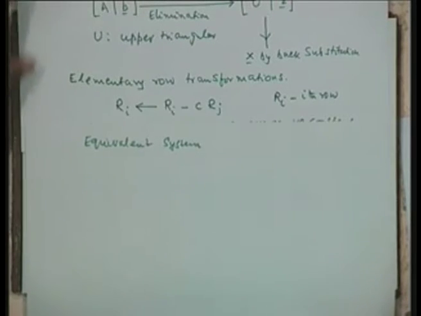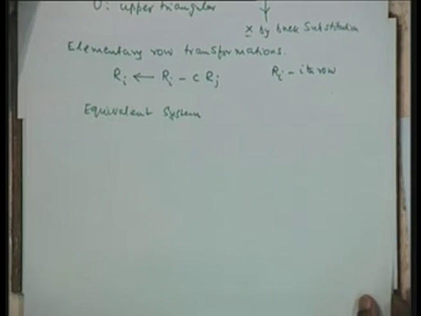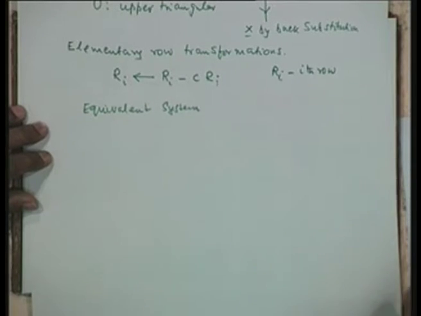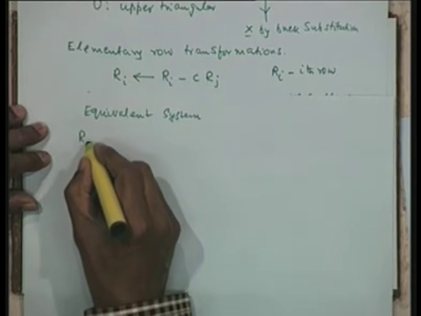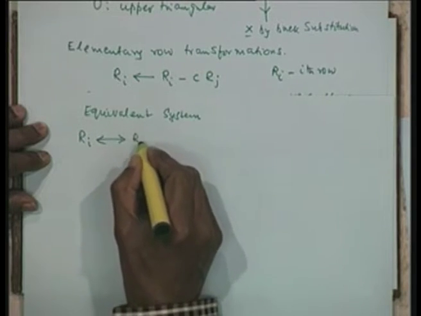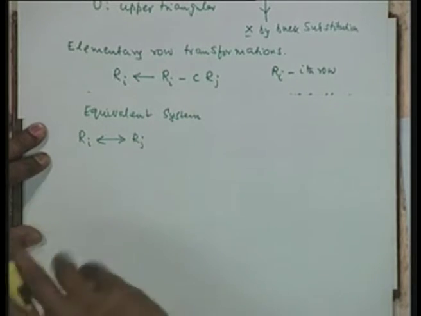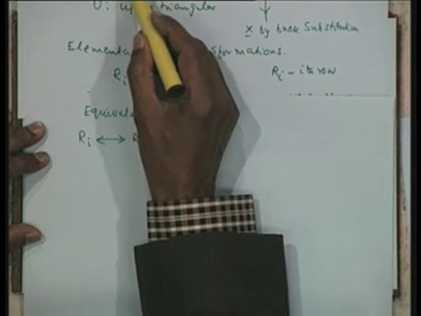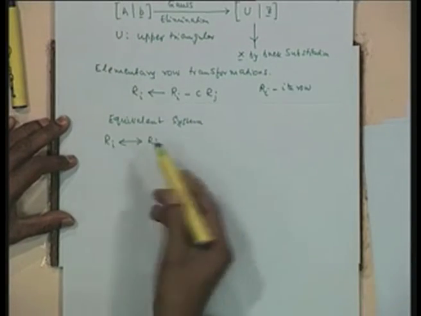Now, we can also use other elementary row transformations. The other elementary transformation which we shall use is R i interchanged with R j. That means we are interchanging two rows, that means we are interchanging two equations. When we talk of a row, we are including B also. So, we are talking of the row of the augmented matrix, which would include both A as well as the component of the right hand side vector.